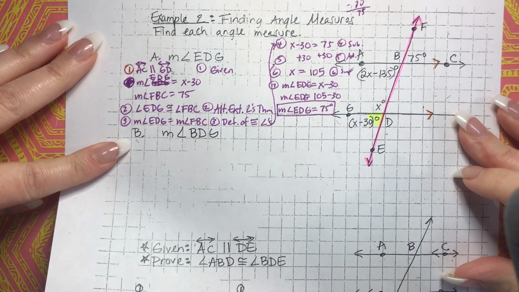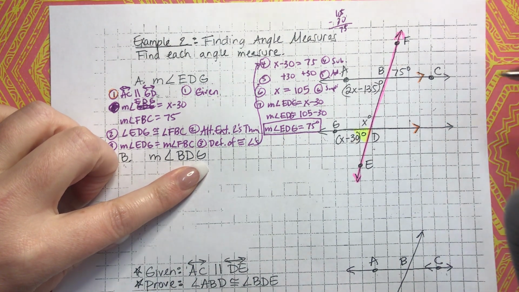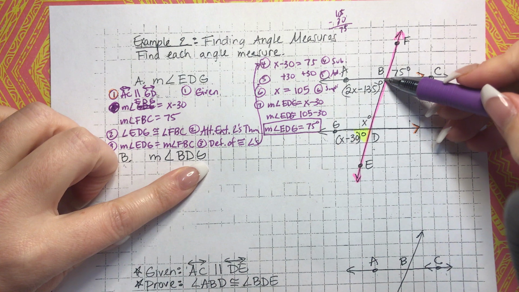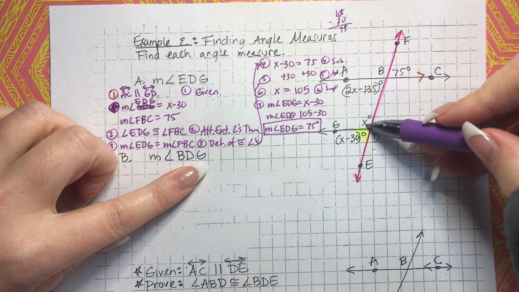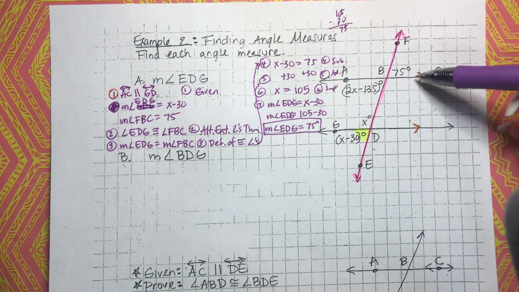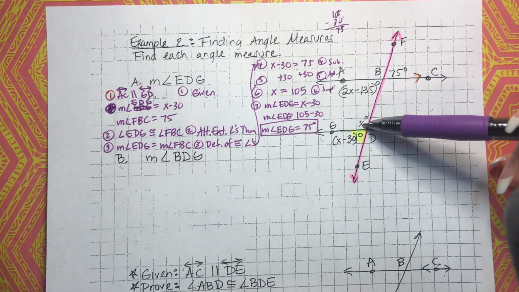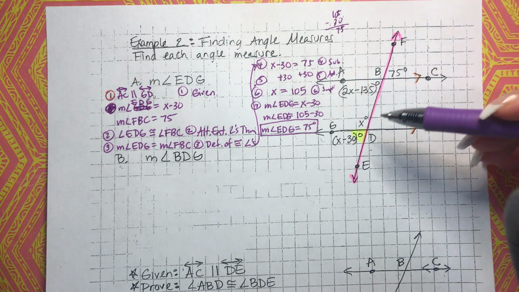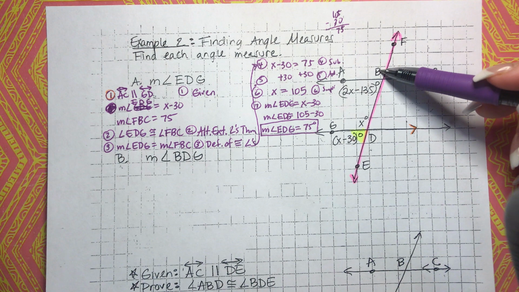Let's go ahead and look at B. So what is B? B is BDG. Okay, where's BDG? We need to figure out what x is. We know that these two lines are parallel, so we can do the corresponding angles postulate, or alternate exterior angles. This isn't an alternate exterior angle, so we wouldn't really use that one. So we could do the corresponding angles postulate.